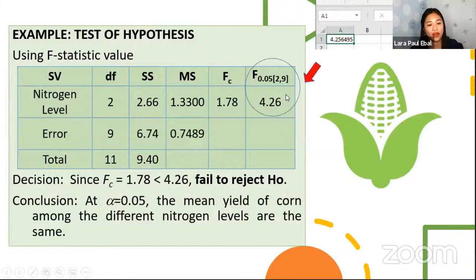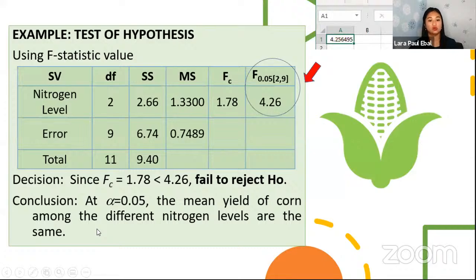So how do we compare? We compare it to the tabulated value. I'm showing here the formula or the function and how to come up with this 4.26. So you can use Excel kung wala po kayong F table. You have this formula I'm showing, and then just press enter. So input this, okay? And then enter, and then you will have this 4.26. And then you can now compare. So 1.78 is less than 4.26. That means that we fail to reject because we only reject if it's greater than. And sadly, in this case, we have less than. So we fail to reject. And therefore, at alpha 0.05, the mean yield of corn among the different nitrogen levels are the same.